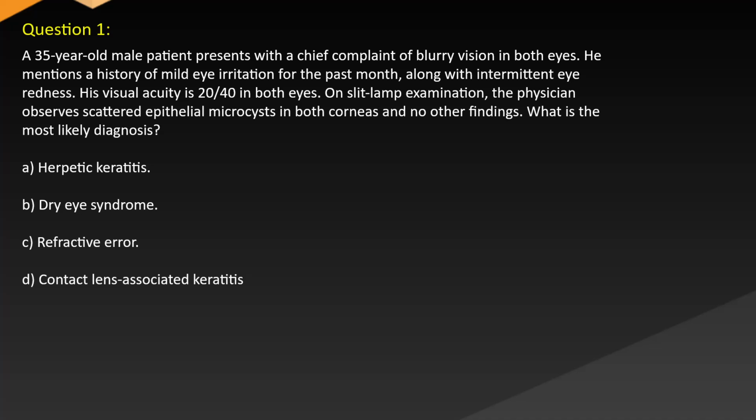Question 1. A 35-year-old male patient presents with the chief complaint of blurry vision in both eyes. He mentions a history of mild eye irritation for the past month, along with intermittent eye redness. His visual acuity is 20/40 in both eyes. On slit lamp examination, the physician observes scattered epithelial microcysts in both corneas and no other findings. What is the most likely diagnosis?